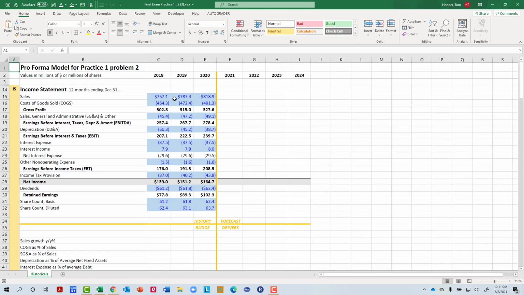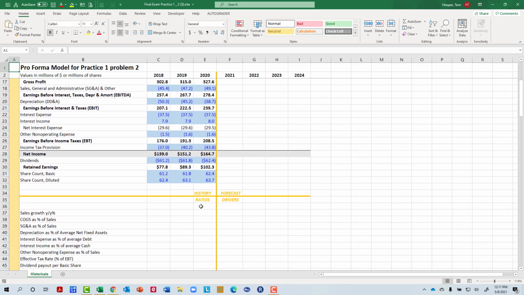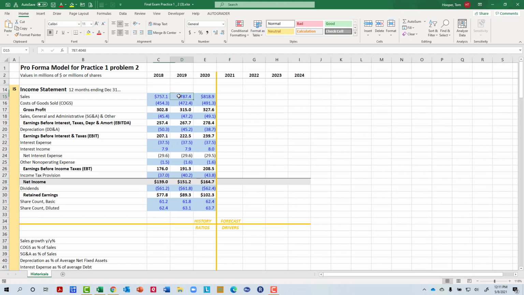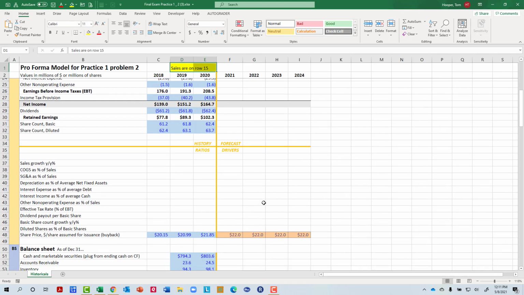And so we've got our history here. We need to calculate our ratios, drivers, and forecast. Now I'm going to go to sales about a gazillion times today. So I'm going to remember that sales are on row 15. In fact, you know what I'm going to do is say sales are on row 15. Let's see if that saves me any time today.